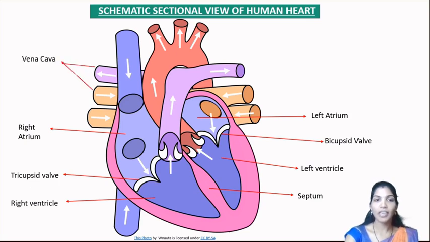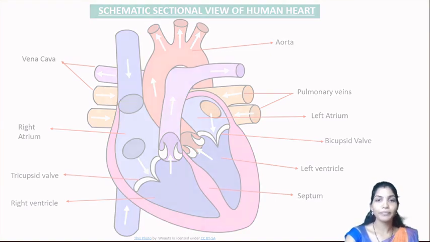These are vena cavas. There are 2 vena cavas, superior and inferior vena cavas. These vena cavas carry deoxygenated blood from all the upper and lower parts of the body. These are pulmonary veins. These carry oxygenated blood from the lungs to the left atrium. This is aorta. Aorta supplies oxygenated blood to different parts of the body.